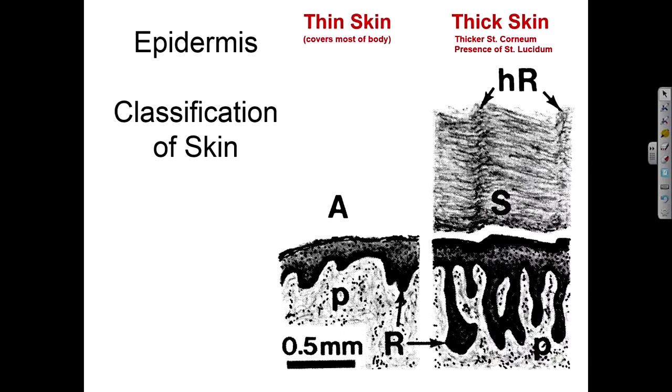Okay, so if we look at integument, basically skin, there's two types that we describe: thick skin and thin skin. Most of the body is covered with thin skin, and in a few locations we have thick skin, like the palms of the hands and the soles of the feet, areas where there's a lot of abrasion and wear and tear, right? Thick skin has distinguishing features of a thicker stratum corneum and the presence of a stratum lucidum, which is absent in thin skin. We're going to come back to that. So just remember, thick skin has a thicker stratum corneum and the presence of a stratum lucidum.